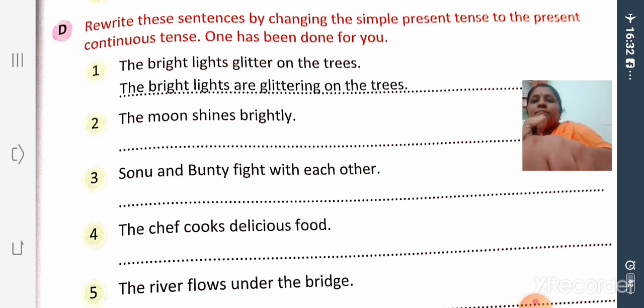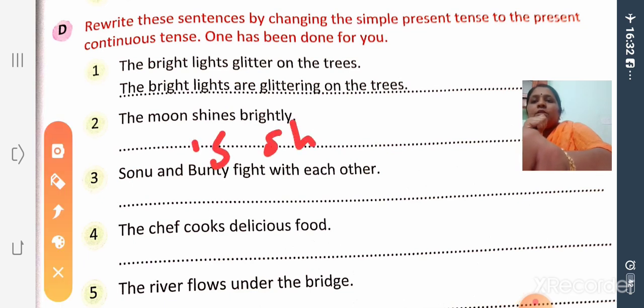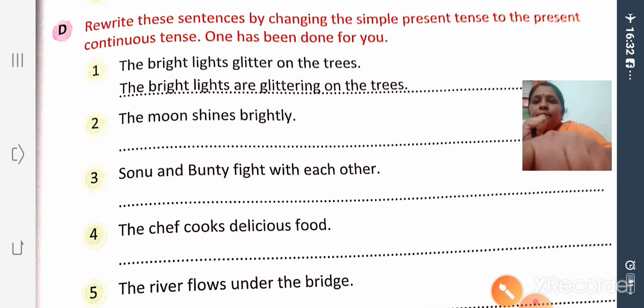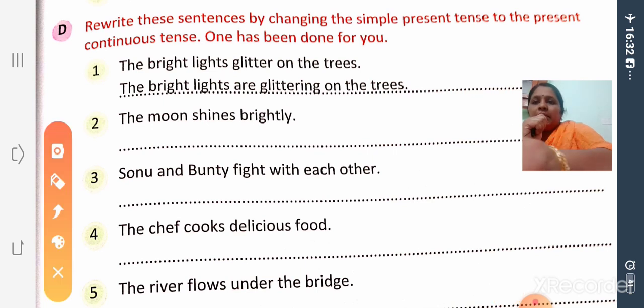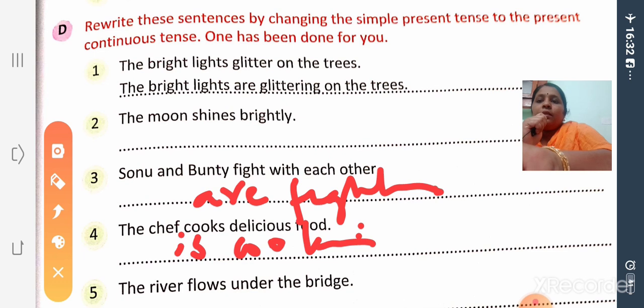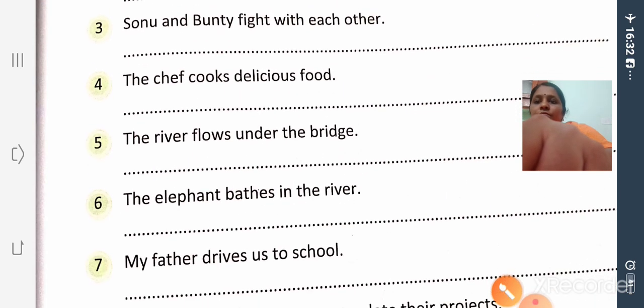Shining, shining brightly. Then Sonu and Bunty fight for each other, plural, so are fighting. Okay, the chef cooks delicious food. The chef is cooking. The chef is cooking, ing form. The river flows under the bridge. The river is flowing. The river is flowing.